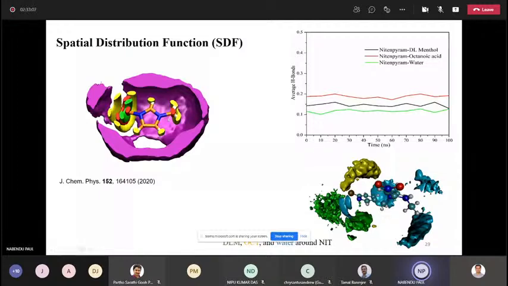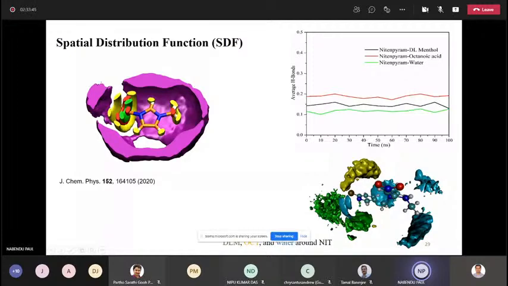So we prepared this. This one, the right one, is for our system. In the middle, the molecule that is showing is the Nitenpyram molecule, and we have performed the SDF calculation in TRAVIS, and we got this kind of SDF structure, in which the blue one is the DL menthol, the yellow one is signifying octanoic acid, and the water is signified by this blue one. Green one is DL menthol.